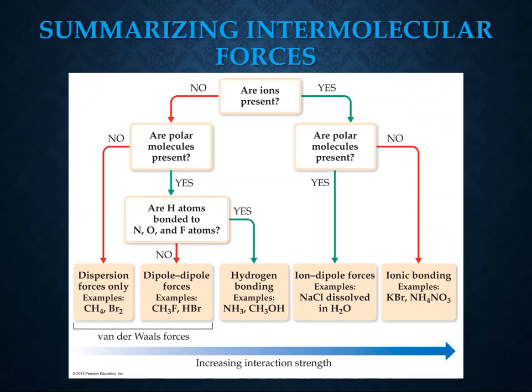Now, summarizing all the forces in our nice chart. This is a good way to refer to them and figure out which type of force a chemical species has. Are there ions present? If there are ions present, are there polar molecules present as well? If so, then we're talking ion-dipole forces. If not, then you're just talking about regular ionic bonds, the Coulombic attractions, the lattice energies. And this is, of course, much stronger than anything else on this table.